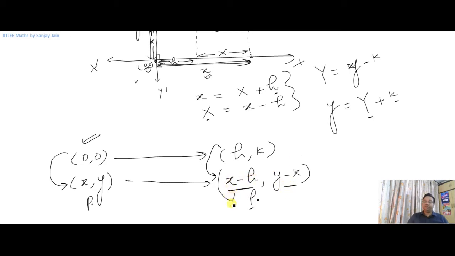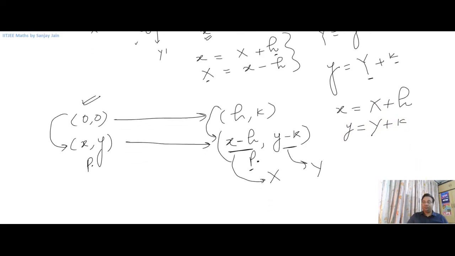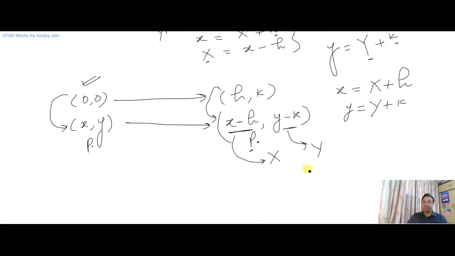Now we can give it another name like capital X and capital Y, and we can use them interchangeably like this. x can be written as X plus h, y can be written as Y plus k, and the new coordinates obviously are small x minus h and small y minus k, right?